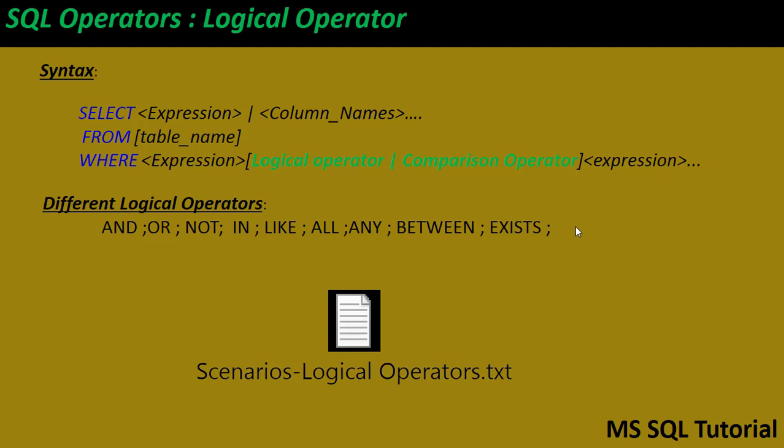Now going to the NOT operator. The NOT operator reverses the meaning of the logical operator with which it is used. It can be used as NOT EXISTS, NOT BETWEEN, NOT IN. This is a negative operator actually. As in the previous session, we saw greater than, not greater than, less than, not less than. It reverses the meaning of the operator.